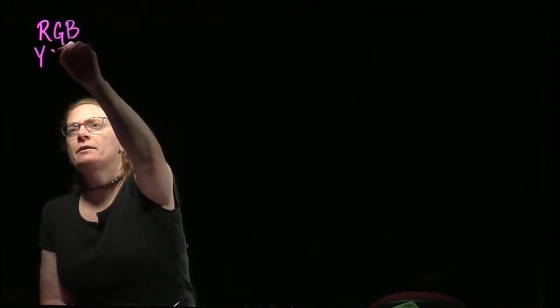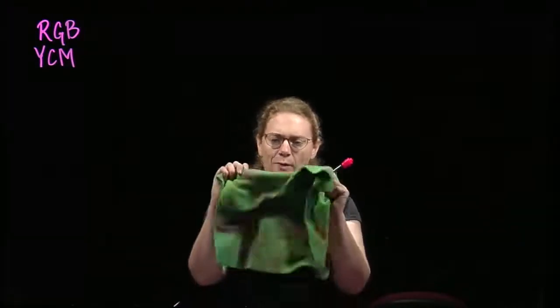Yellow, cyan, magenta are the secondary colors of light. We're going to talk red, green, blue for everything because that's what white light is made up of. Now to start talking about colored objects, we need to make sure we understand how we see objects to start with. So if you see this green rag, how are you seeing it?